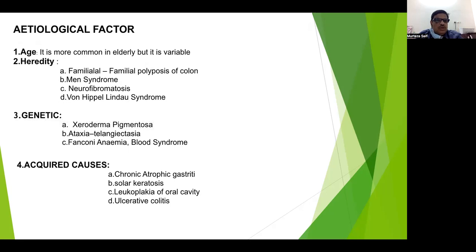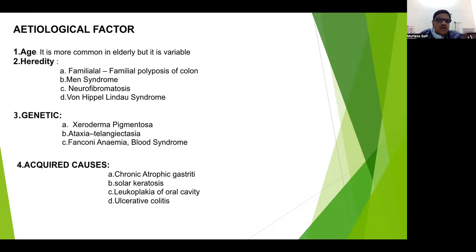It now comes under etiological factors, which are very important. There are many etiological factors for carcinoma, or we can say neoplasm, but the most important is age. First, age: it is more common in the elderly, but it is variable. It can occur in the younger age group also.